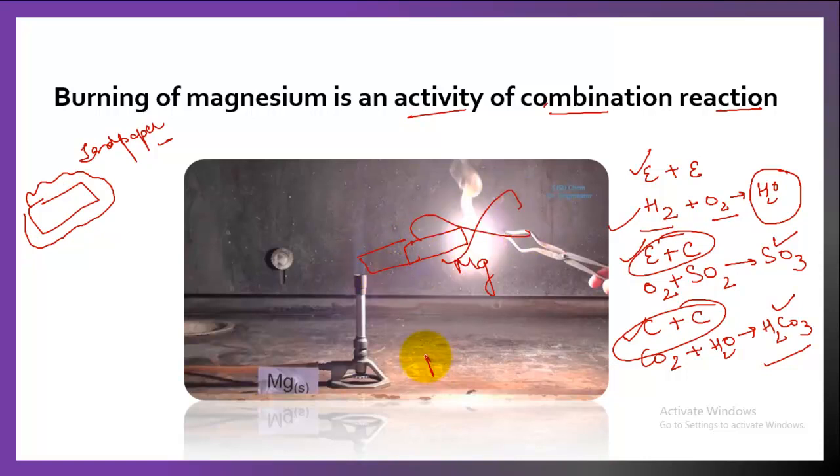On heating, the magnesium reacts with oxygen and forms a white powder, that is magnesium oxide. The identification property is the white dazzling flame that we can see, and also the formation of this white powder, magnesium oxide. In this case, this is an element and this is an element, so this is an element-element combination reaction.